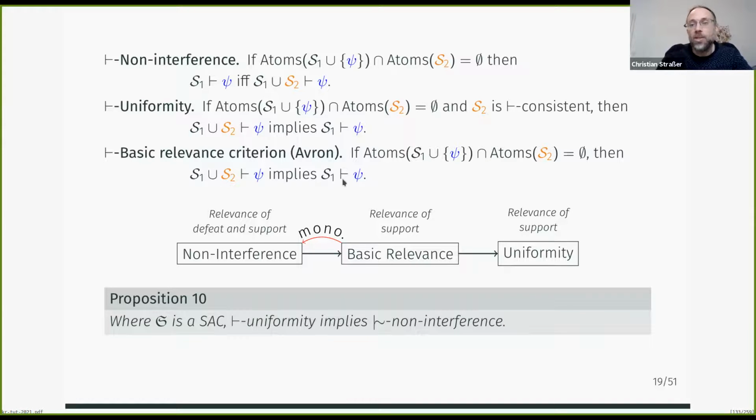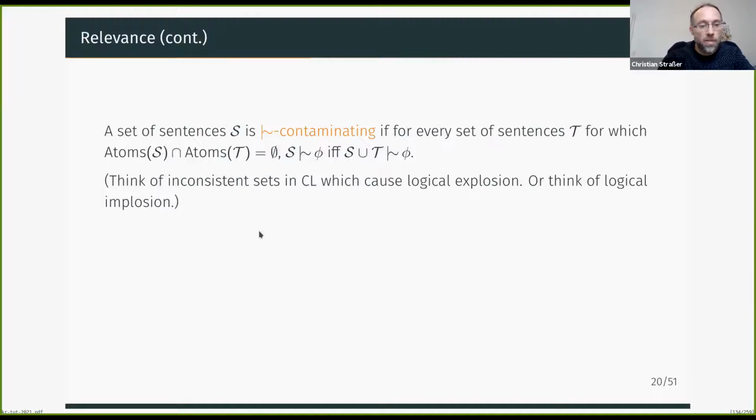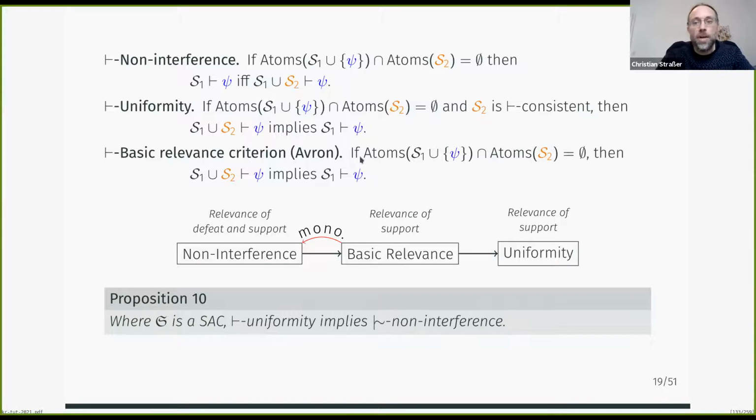Basically, it is one direction of non-interference. And the other direction you would get if you would have a monotonic logic. If you want to see a more general result for logical and structured argumentation concerning non-interference, there is a paper, do I have it here? No, I mention it later on, by Annemarie Borg and myself.